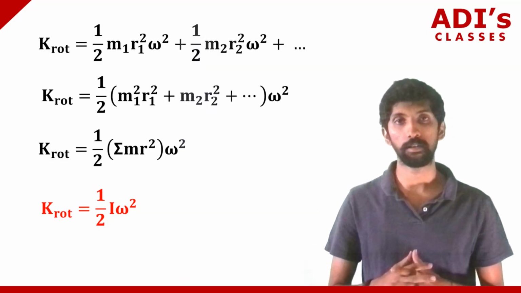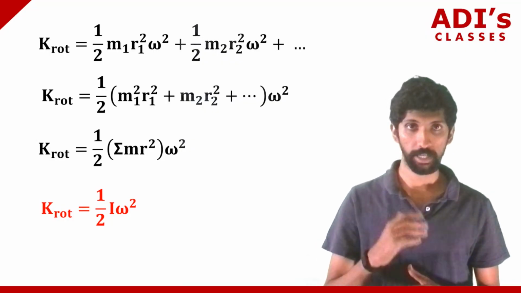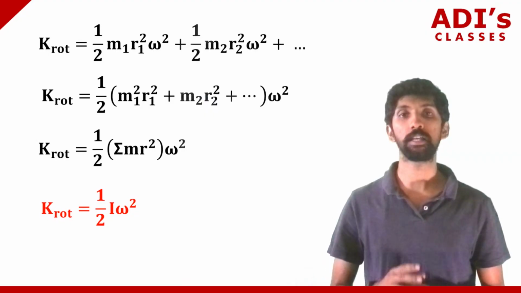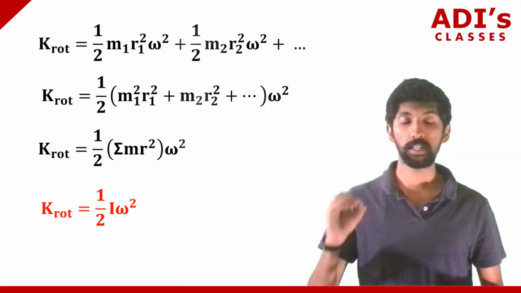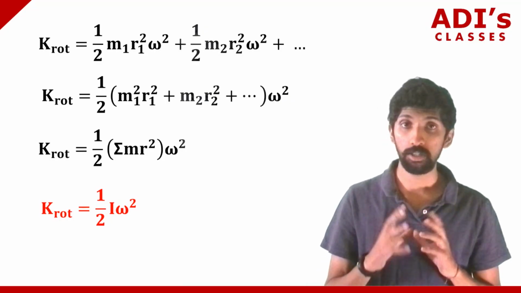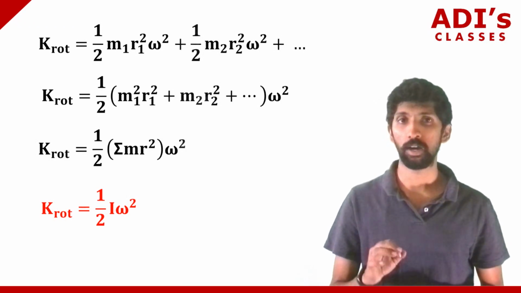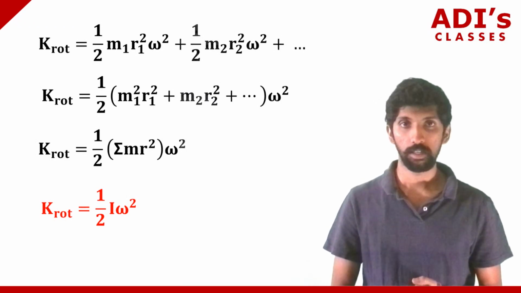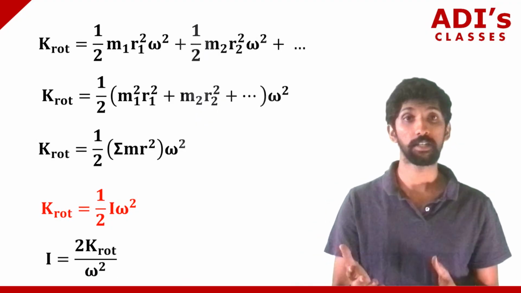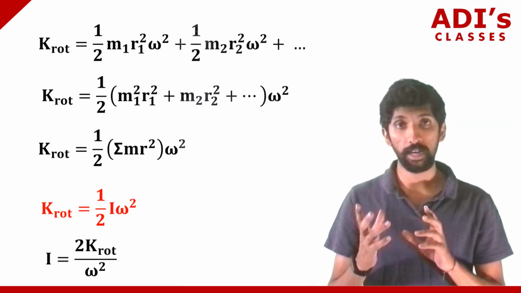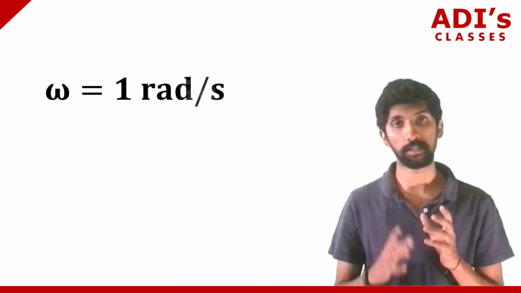What is sigma m r square? It is I, correct? The moment of inertia. So we get K rotational equal to half I omega square. This is the kinetic energy of a rotating body. Now, don't you think this is very similar to half m v square? For a traditional translational motion of a particle, the kinetic energy was half m v square, and the same thing goes with a rotating body also, which is half I omega square.